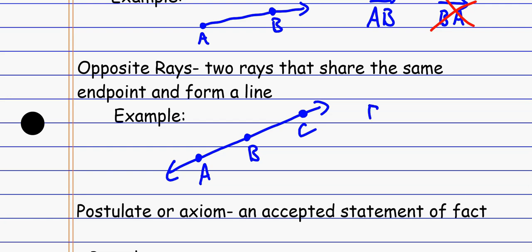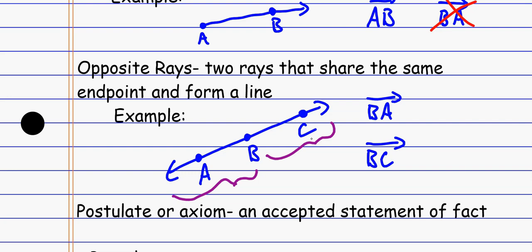One of them would be ray BA. Notice stopping at B and going towards A. So it's like this half of the thing. Okay. The other one would be ray BC. Notice it starts at B and goes towards C forever in the other direction, okay? And so if I cut this in half and say, hey, this half is a ray and this half is a ray, together those rays form a line. That means they're opposite rays, okay?